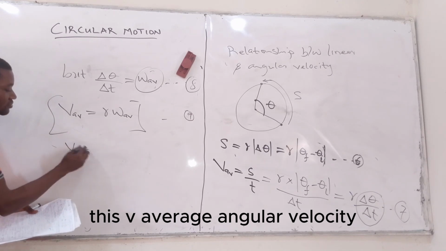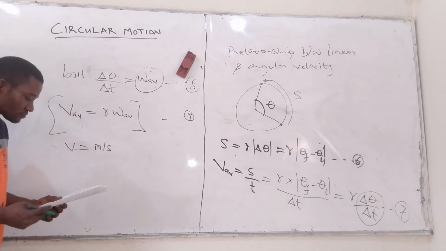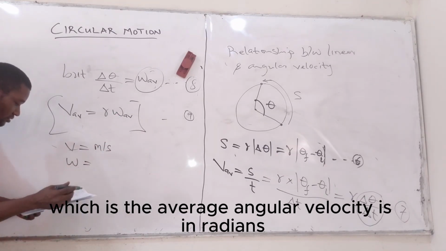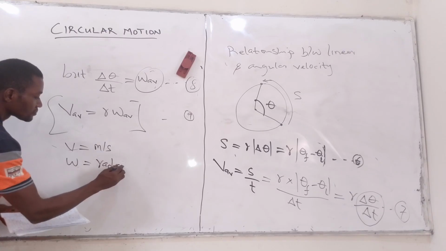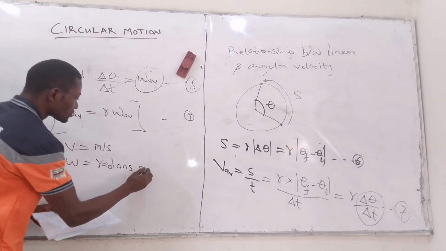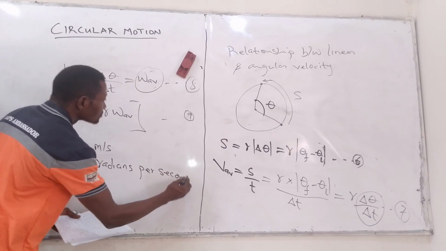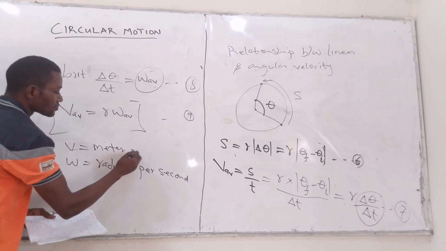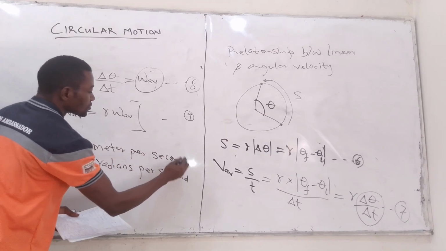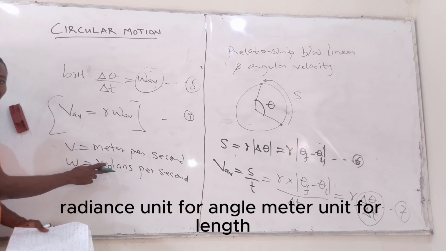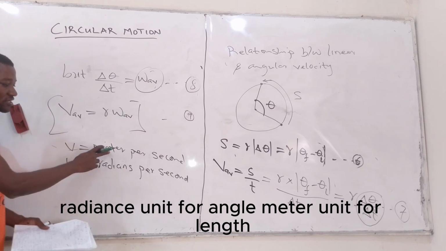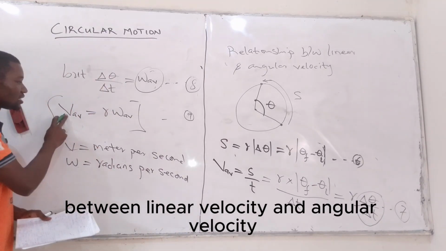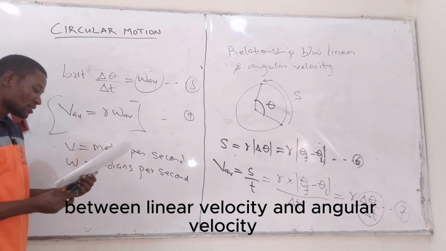This v, the average linear velocity, has units of meters per second, and omega, which is the average angular velocity, is in radians per second. You see the difference? Radians, the unit for angle. Meter, the unit for length. Are we together? So this is the relationship between linear velocity and angular velocity.